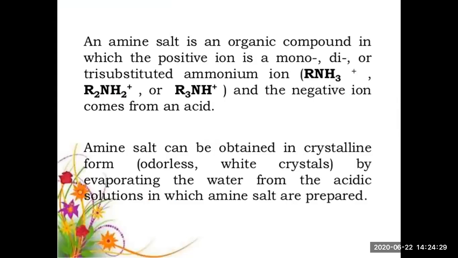An amine salt is an organic compound in which the positive ion is a mono-, di-, or tri-substituted ammonium ion, and the negative ion comes from an acid. Amine salts can be obtained as crystalline solids by evaporating the water from the acidic solutions in which amine salts are prepared. They are odorless, white, and crystalline in nature. So if they are in an aqueous solution, just by evaporation we can get the different types of amine salts.